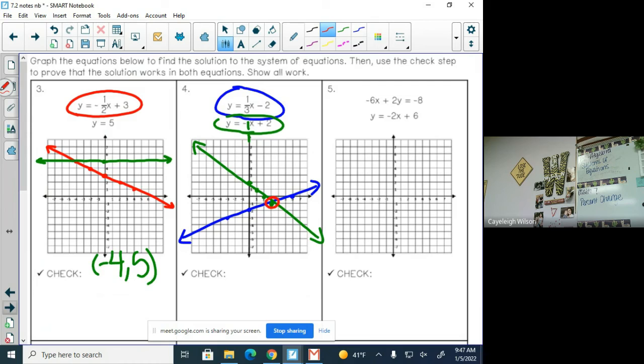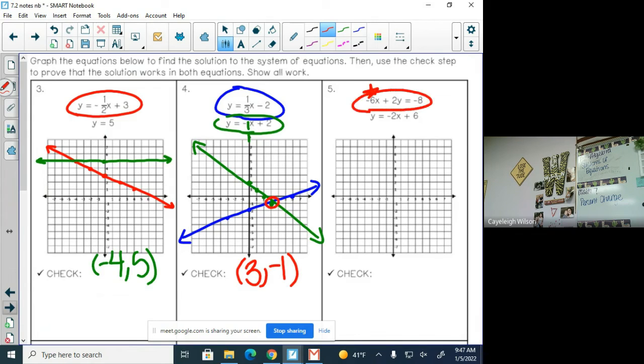All right, so this is at what pair? 3, -1. All right, 1/3 times 3. What's 1/3 of 3? 1, and 1 minus 2 is -1. -1 times 3 is -3, plus 2, -1. So it's good.